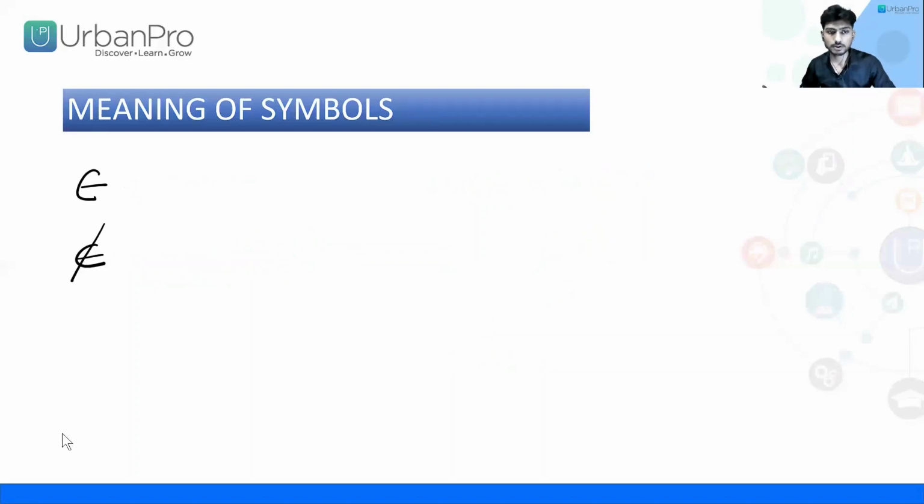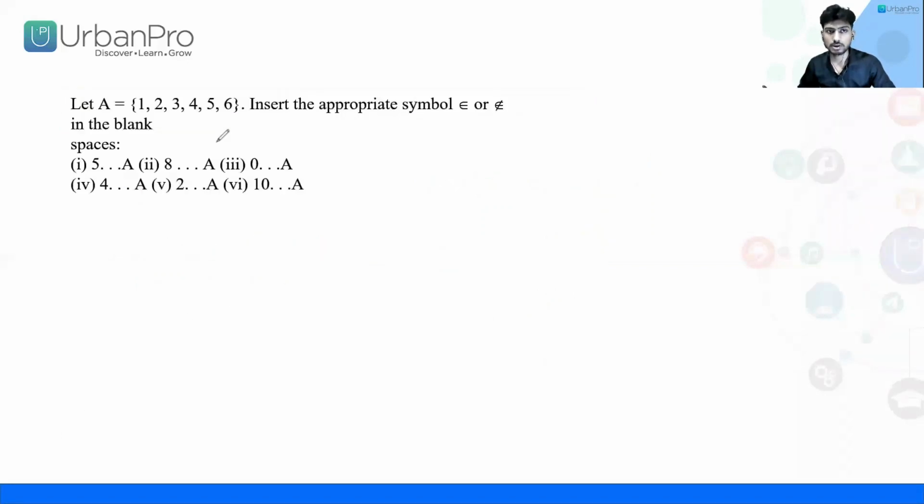I have given an example on this. Just try this. Pause the video and try this. Can you do this? Now I'm putting the signs here. Just match it down if you have written it. See, does 5 belong to A or not? 5 is contained, yes. Is 8 contained in A or not? Not contained. Does 0 belong to A? 0 does not belong. 4 belongs, yes. 2 belongs, yes. 10 belongs? No. This is simple. You just have to learn how to use this sign: belongs to and does not belong to.